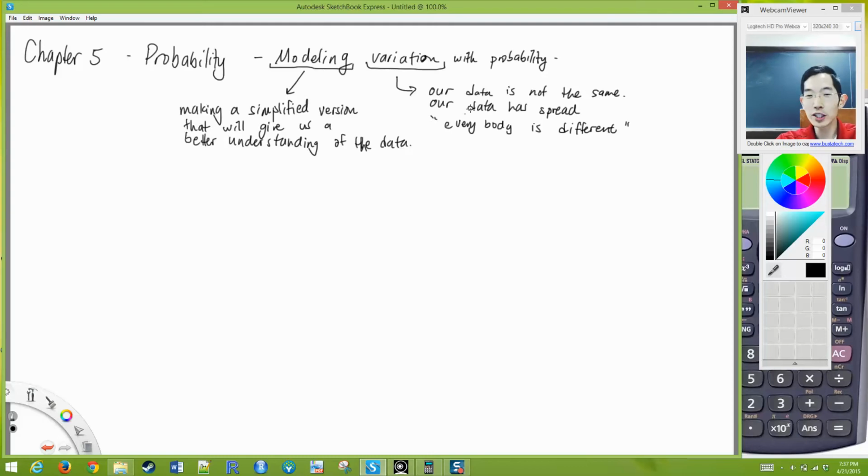But we're trying to get an idea of how our data is different, how our data has spread, and we're going to create a simplified version, or we're going to model it using probability. Okay? And when we have probability, we've got to talk about the idea of probability. So what is probability?